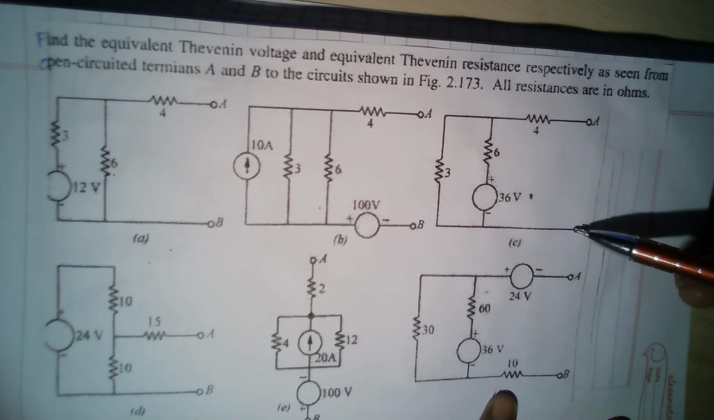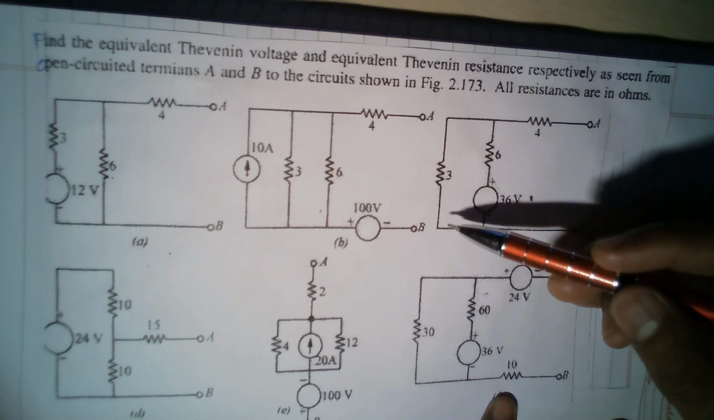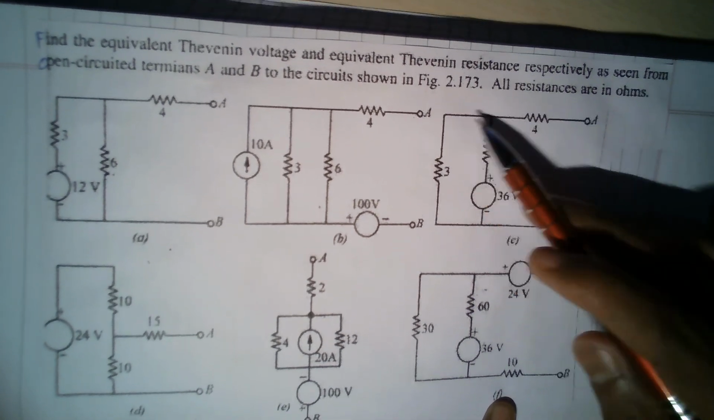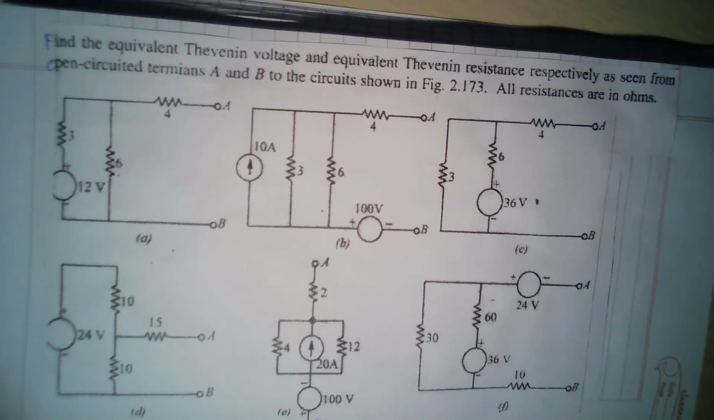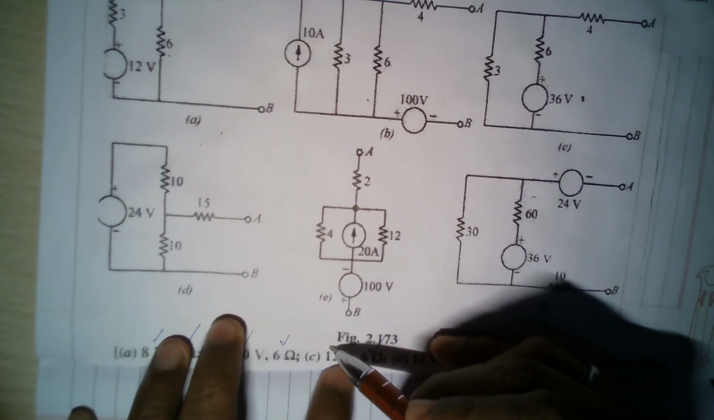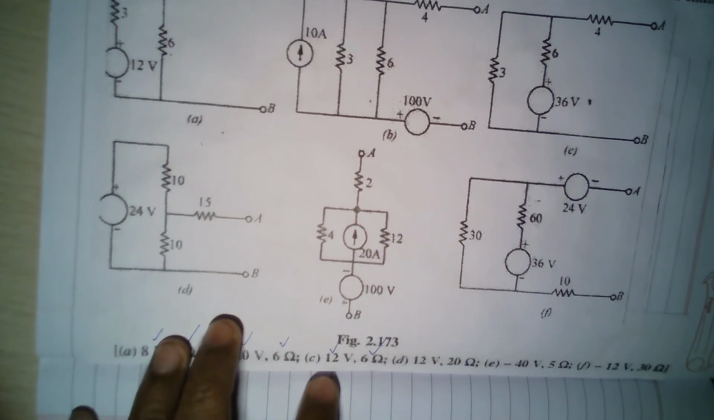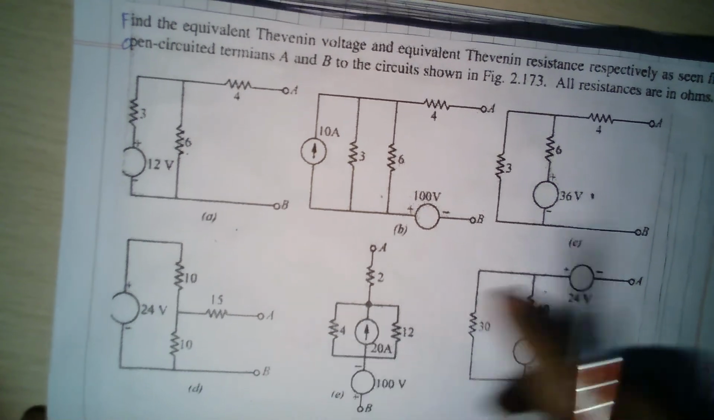So if I start from B to A KVL, I come here, 12 volts is increase in my voltage, and then there is no voltage drop in the 4 ohms. So finally VAB is 12. Okay, our Thevenin's voltage is 12 volts. Okay, so that is exactly what the answer is given here, 12 volts. Okay, so we solved the first one, second one and third one, A, B, C.